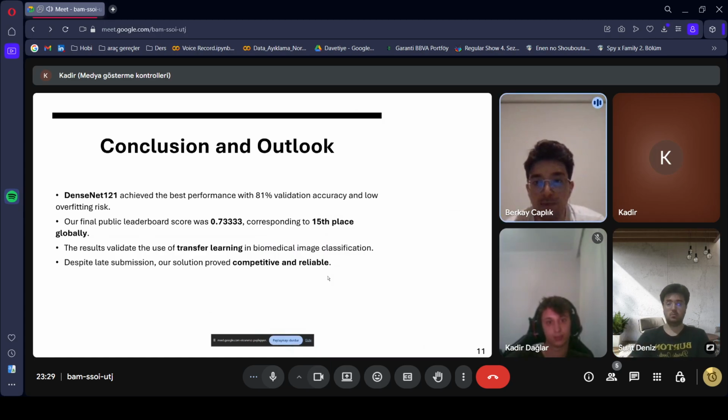In conclusion, our project demonstrates that deep learning, particularly transfer learning, is a promising solution for automated embryo viability classification. Among the three architectures we tested, DenseNet121 clearly outperformed the others, achieving 81% validation accuracy with a low validation loss of 0.42 and no sign of overfitting.